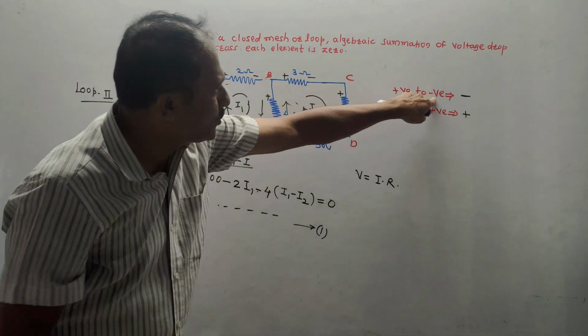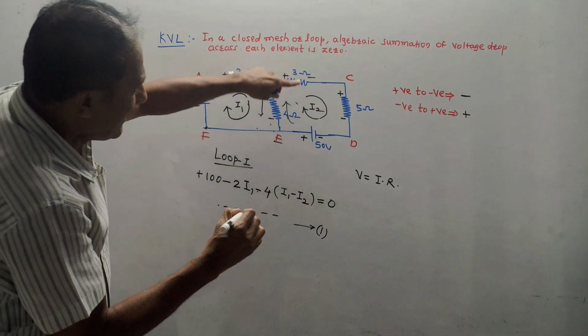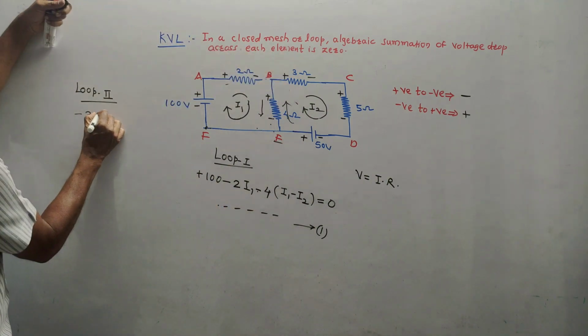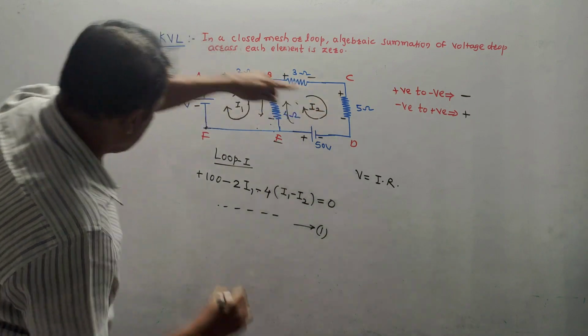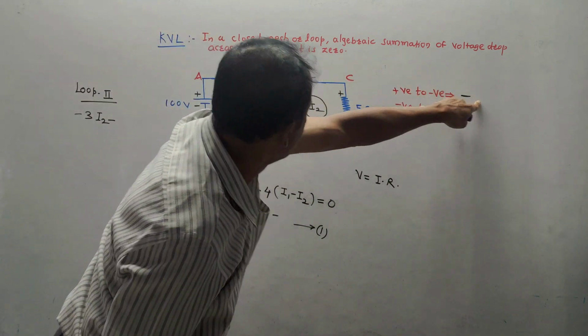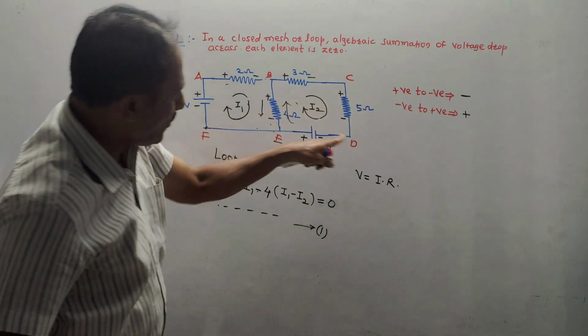Plus to minus is minus sign, so I will write minus, value of resistance is 3, current through 3 ohm is I2, so it is minus 3 I2. Then again come back to this, plus to minus is minus sign, resistance is 5, value of current is I2, through 5 ohm I2 is flowing.